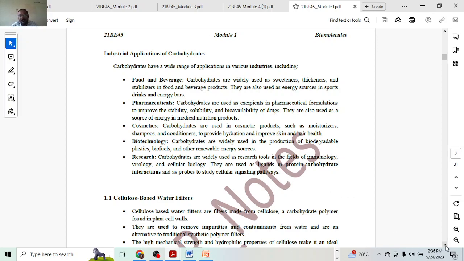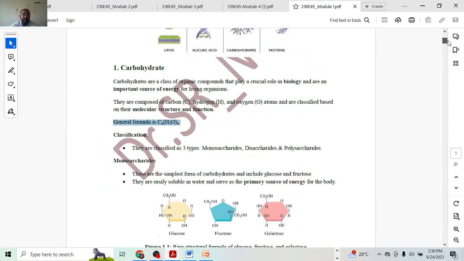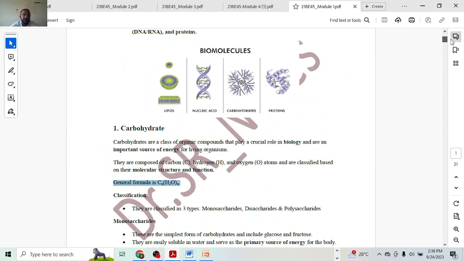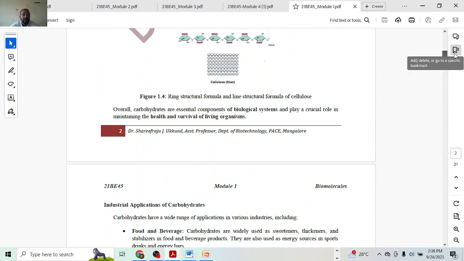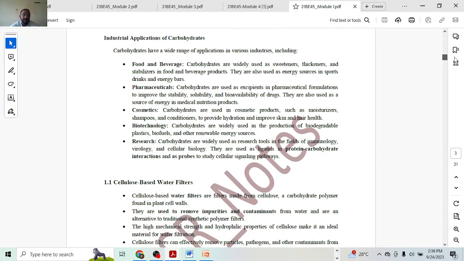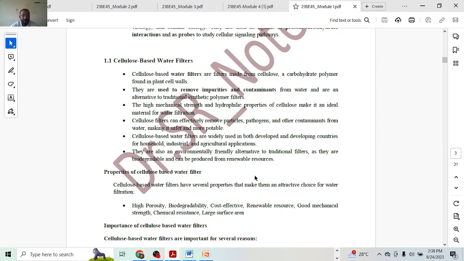Or I can ask simply, what are carbohydrates, mention its industrial applications. So explain about carbohydrates, that is the initial part, which is here, and then go for the industrial applications. Okay, so that's how things work.